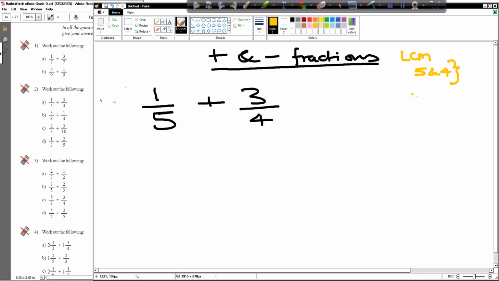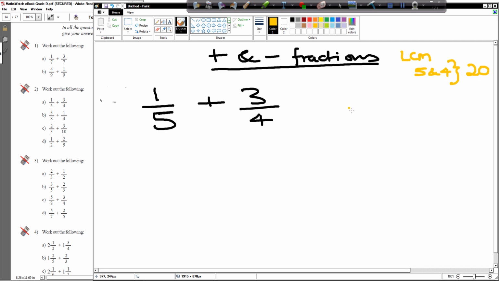If you look at the 5 times table and the 4 times table, the smallest number where the 5 times table and the 4 times table match is 20. The lowest common multiple of 5 and 4 is 20. So 4, 8, 12, 16, 20. 5, 10, 15, 20.